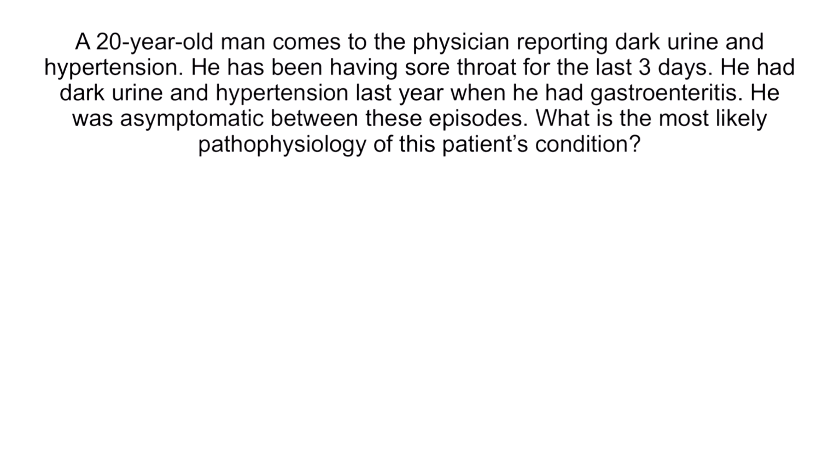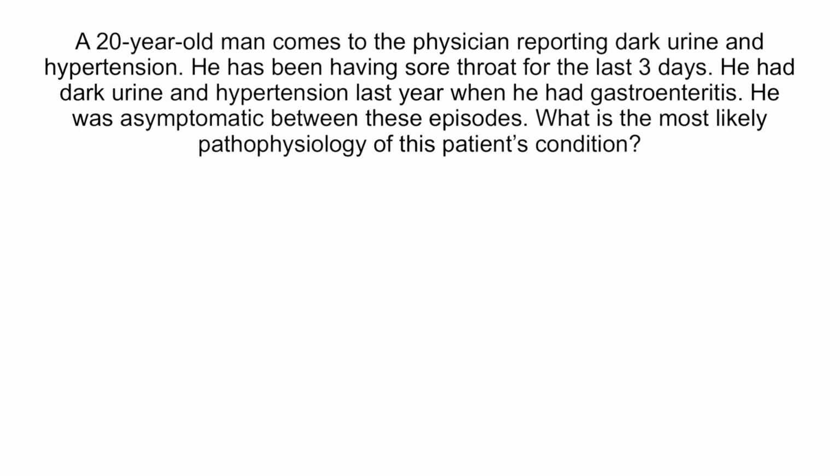A 20-year-old man comes to the physician reporting dark urine and hypertension. He's been having sore throat for 3 days. He had dark urine and hypertension last year when he had gastroenteritis. He was asymptomatic between these episodes. What is the most likely pathophysiology of this patient's condition?